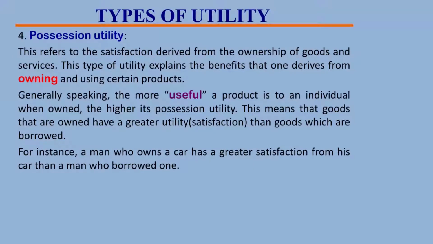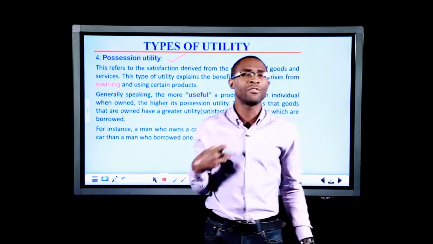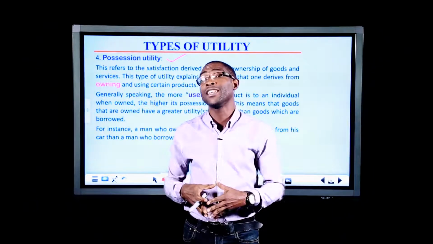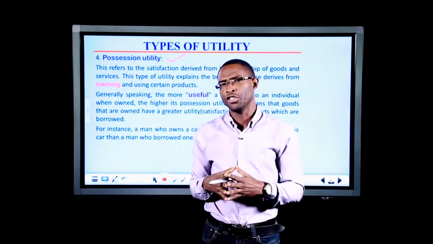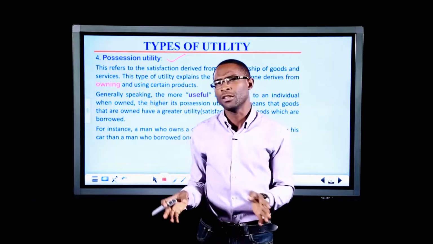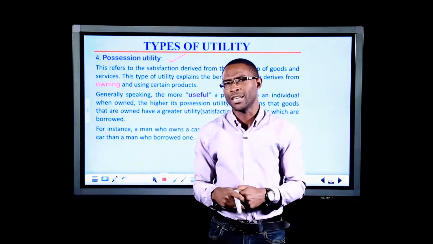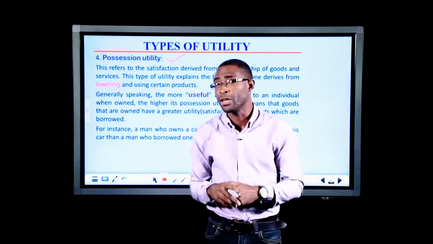And lastly, possession utility. This refers to the satisfaction a consumer derives from using goods or services. Let me give an example. The satisfaction daddy derives from driving his friend's car is different from that he derives from driving his personal car. Do you know why? When daddy is driving his friend's car, he's considering the roads he's taking. He doesn't want to enter potholes. He doesn't want to overpress the accelerator so that probably he will not damage the car. He's not relaxed because he knows the car does not belong to him.